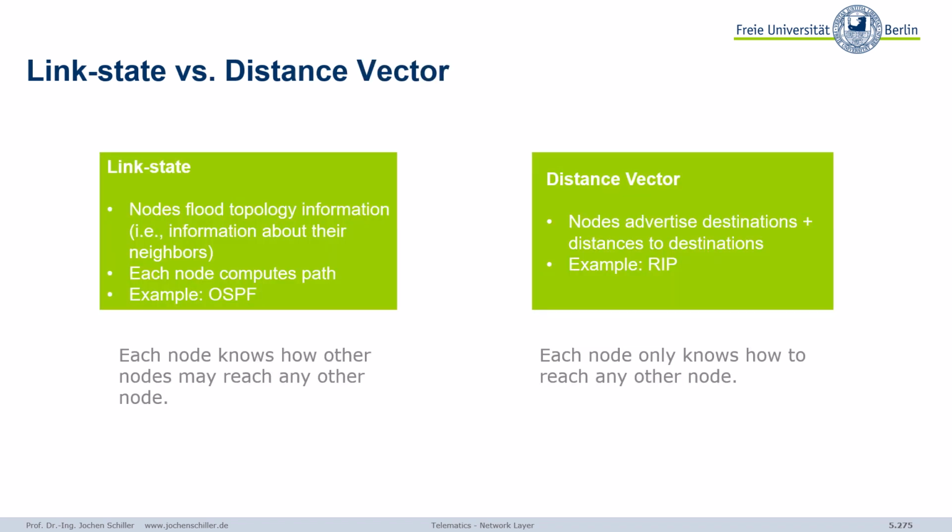So if we compare link state and distance vector, we see, yes, in link state we flood topology information, so information about the neighbors. All the nodes compute all the paths, and we will see a concrete protocol using this, OSPF. So the idea here is each node knows how other nodes may reach any other node. In distance vector, we advertise destinations and distances to destinations. There's the Routing Information Protocol, RIP, using this. But here each node only knows how to reach any other node. We don't know what's going on, how the topology looks.